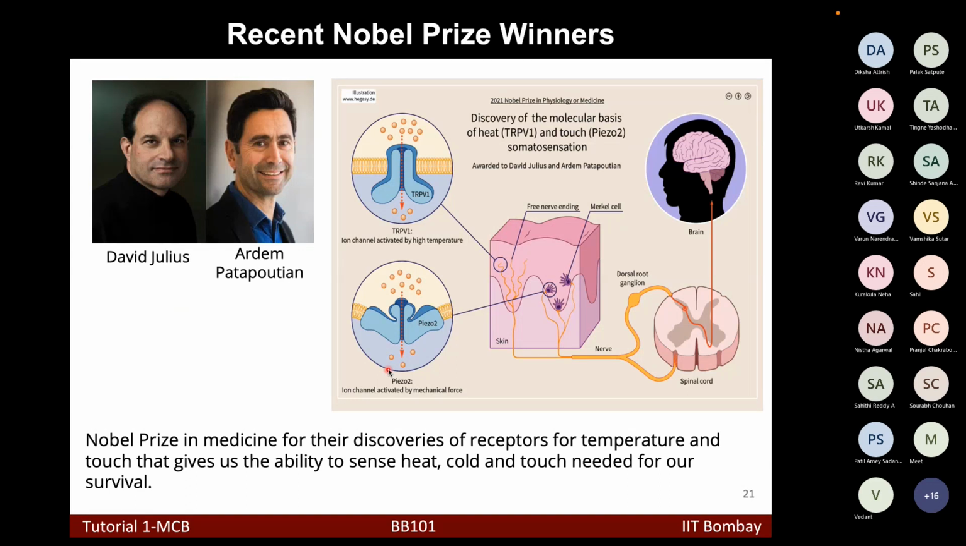And regarding general biology, the recent Nobel Prize winners are David Julius and Ardem Patapoutian, and they won the Nobel Prize for the discovery of certain receptors for temperature and touch.